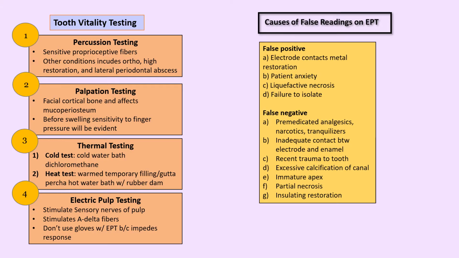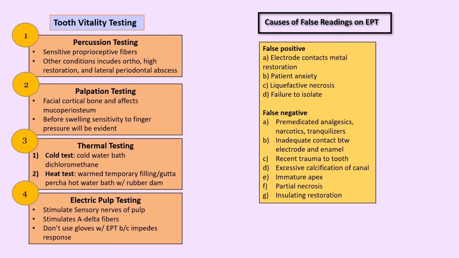Now you can see different types of vitality testing: percussion, palpation, thermal testing. So the most accurate method is giving a cold water bath to the tooth after doing rubber dam isolation. And the most commonly used method, we know, is Endo-Ice. While for heat testing, warm gutta percha is considered the most commonly used method, but the most accurate is a hot water bath to the tooth with a rubber dam.